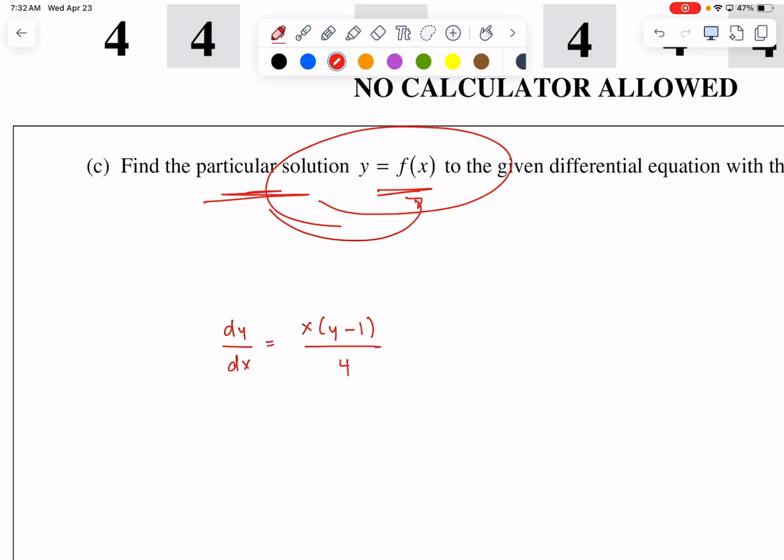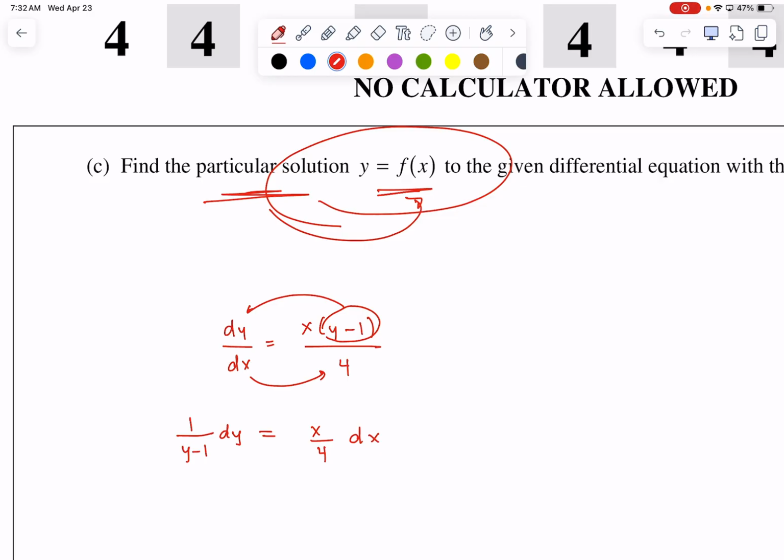So you have to show, all right, I'm going to move the y minus 1 to this side, and I'm going to move the dx to the other side. Does everybody see what I'm doing? So that's going to give me 1 over y minus 1 times dy. So I'm going to divide by y minus 1. Do you agree with that? And then I'm going to multiply by dx. So that'll give me x over 4 dx. That is your separation of variables.